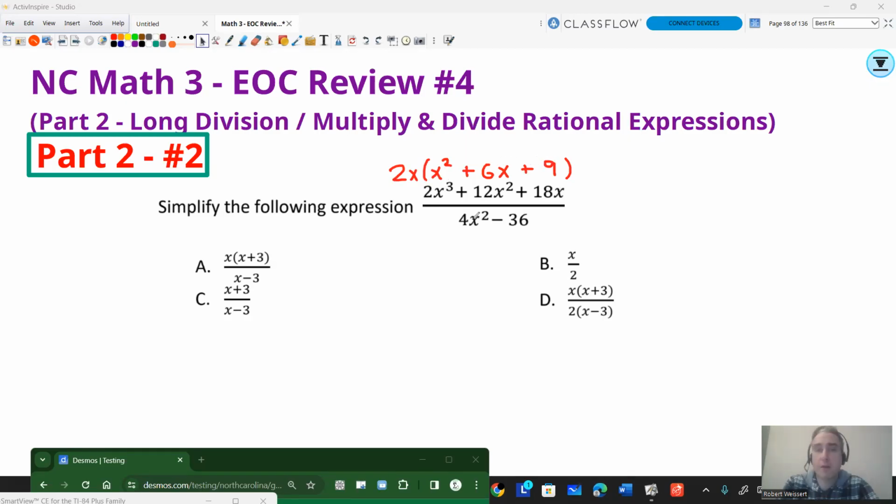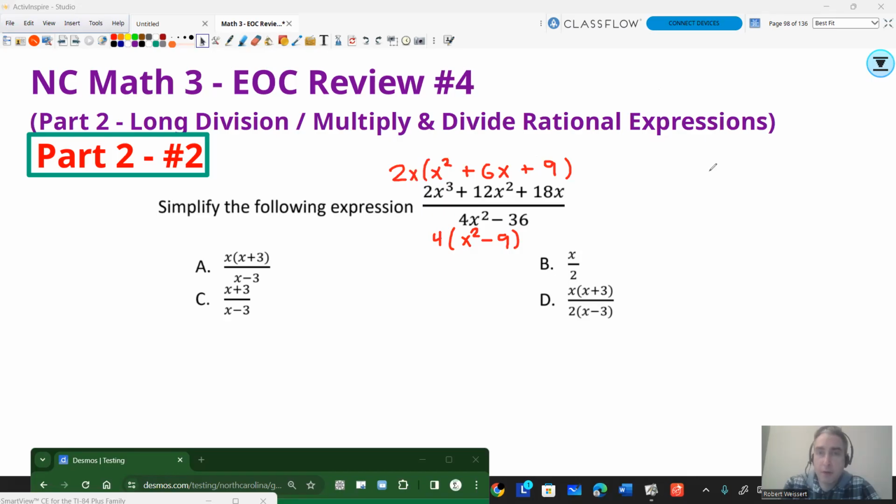Now that can be further factored. Let's go to the bottom. These are both divisible by 4. Can't take an x out, so x squared minus 36 divided by 4 is 9. So from there, I'm going to be able to factor the x squared plus 6x plus 9.